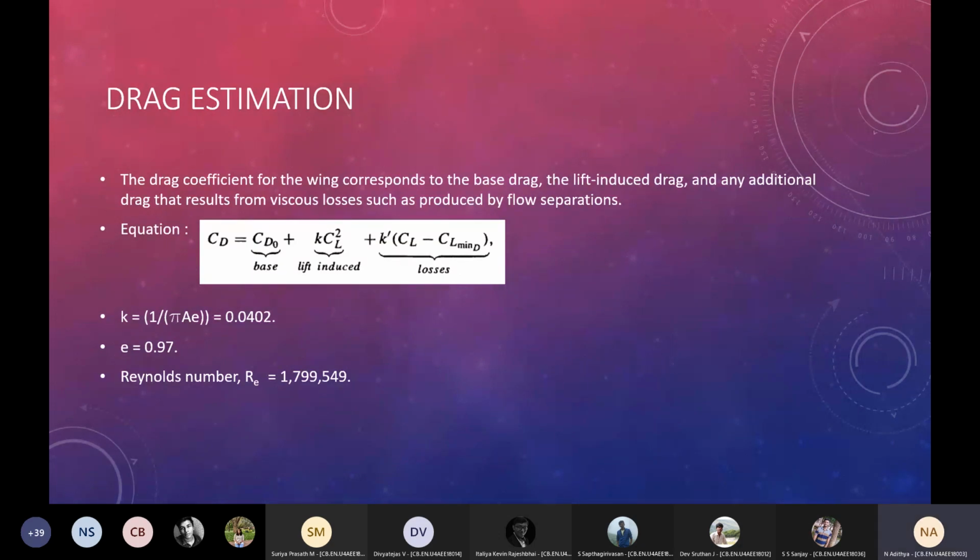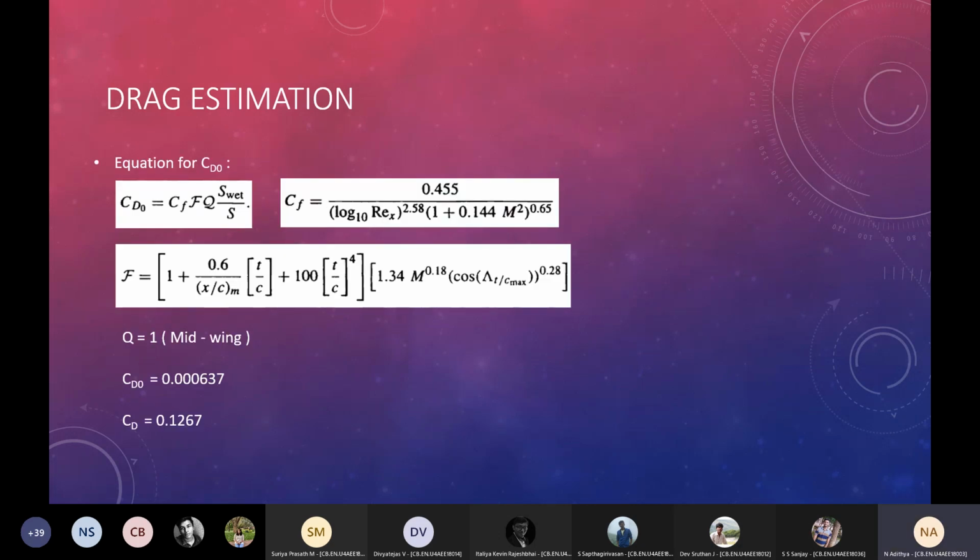Coming to drag estimation, using the equation and all the parts, k is equal to 0.042, and Oswald's efficiency is 0.97. Reynolds number came out to be 1.79 at 3.6. So from the formula, we calculated our CD naught and the effective values. The final CD came out to be 0.1267.